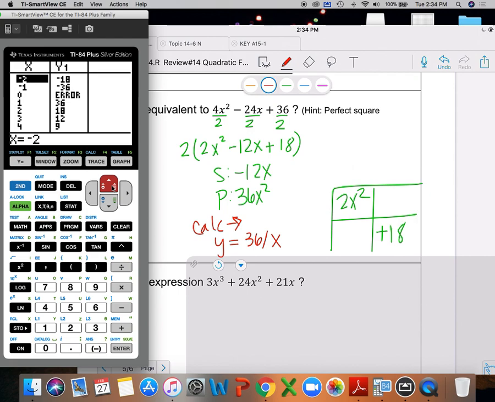So negative 2, negative 18 is not enough. Negative 3, negative 12, not enough. Negative 4, negative 9 is negative 13. Close. Oh, negative 6 and negative 6. Remember, whatever you see in the calculator is what you put on your paper.